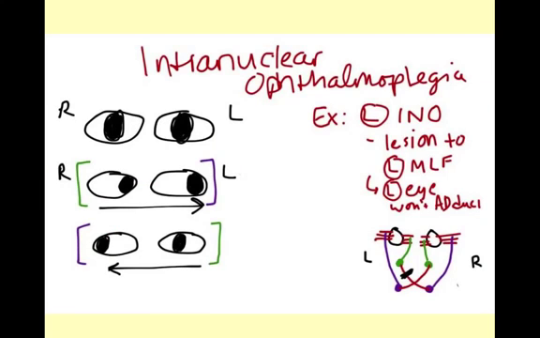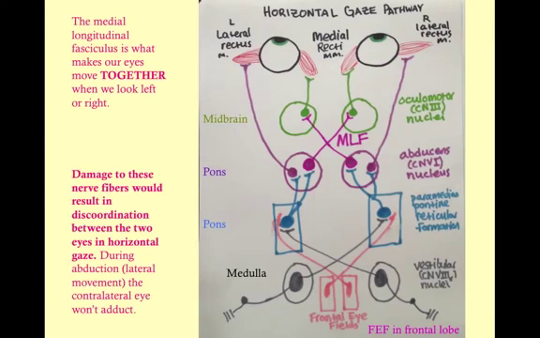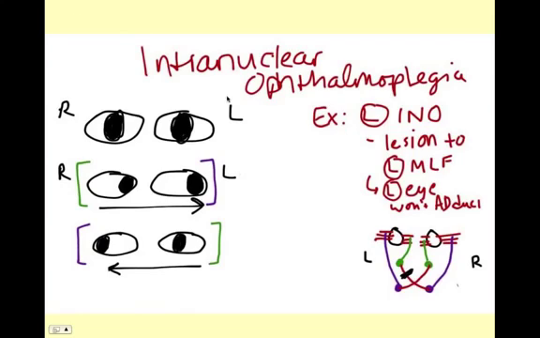So let's look at this. This disorder, if you have this damage to the MLF, is called internuclear ophthalmoplegia, either left or right, depending on which MLF is being damaged. So if it's the left MLF being damaged, so this MLF here, it's left internuclear ophthalmoplegia. If it's the right MLF being damaged, it's right internuclear ophthalmoplegia. Okay, so let's say we have left internuclear ophthalmoplegia. What's that going to look like?